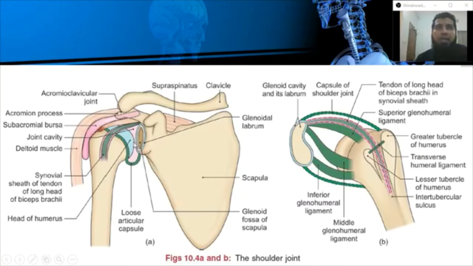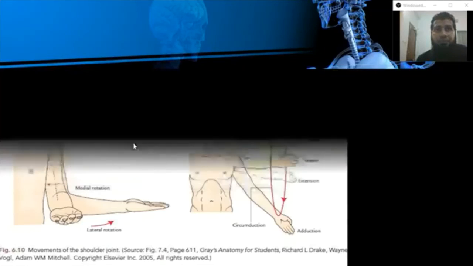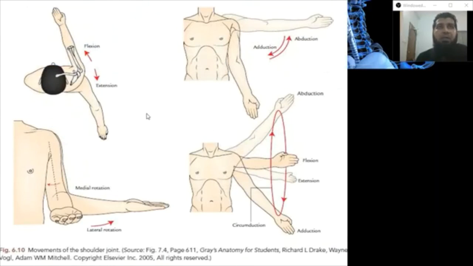I will show you in the further slide. These are the movements of the shoulder joint. So this is the flexion, extension. This is the way to show. This is the flexion. This is the extension. Okay. This is the medial rotation. This is the lateral rotation. This is the adduction. This is the abduction, and this is the circumduction.